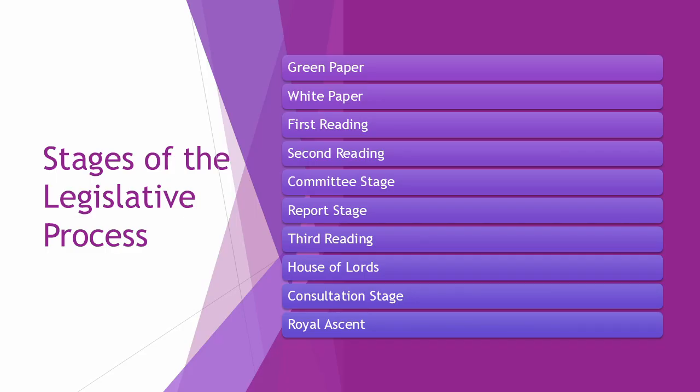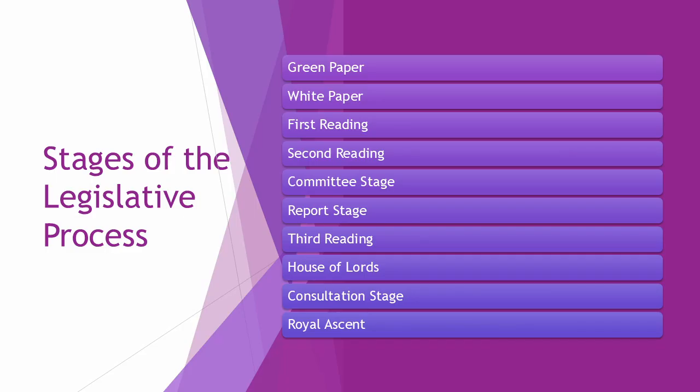The consultation stage, known as parliamentary ping-pong, occurs if the Commons and Lords disagree on amendments, requiring negotiation until an agreement is reached. The royal assent is the final stage where the monarch formally approves the bill, making it an official law.